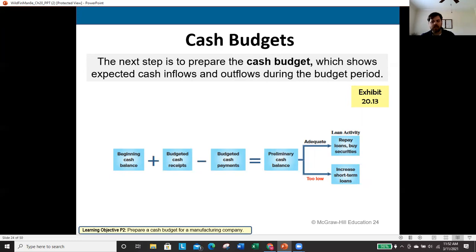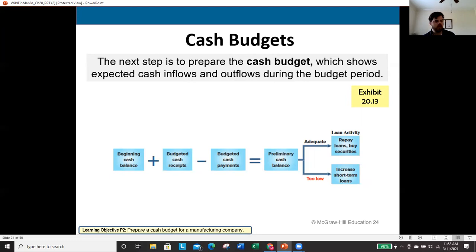But at the end of the day, my business can't run if I don't have cash to pay my employees, if I don't have cash to repay my interest. So the cash budget is an incredibly important budget because if we get it wrong, it can really put us in a bind. We've got to be very careful when we prepare this one.